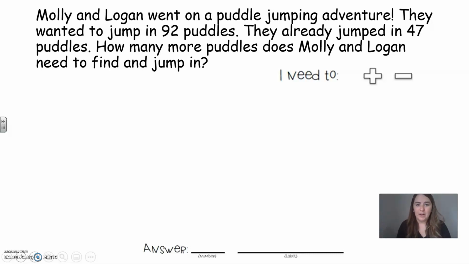Molly and Logan went on a puddle jumping adventure. They wanted to jump in 92 puddles. They already jumped in 47 puddles. How many more puddles do Molly and Logan need to find and jump in? Man, that's wordy. I even think I mixed up some of those words.